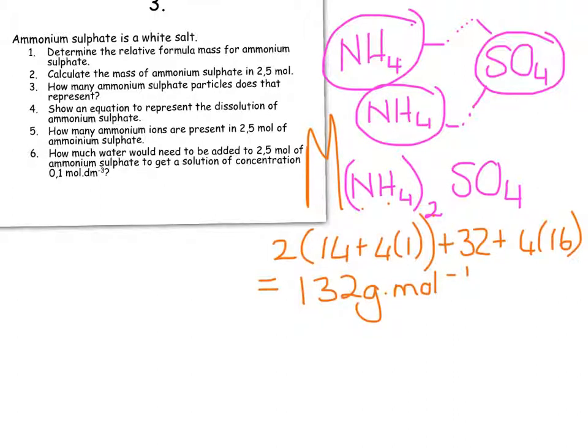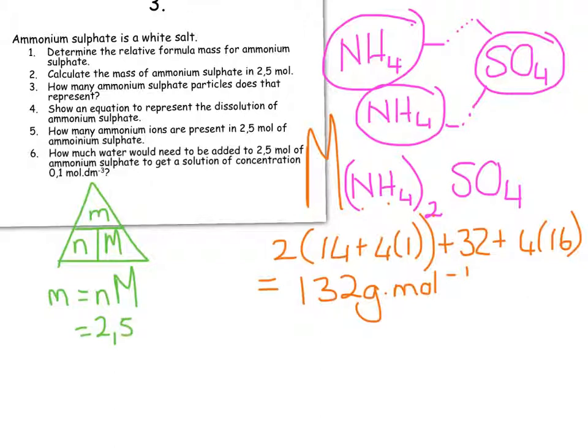Calculate the mass of ammonium sulfate in 2,5 moles. If I've got a molar mass and I've got a number of moles, I can use the formula. It's given to me on my information sheet, but you can also convert it into a triangle. Number of moles is mass over molar mass. So if I'm working out the mass, it's number of moles times molar mass, 2,5 times 132, and I land up with 330 grams.